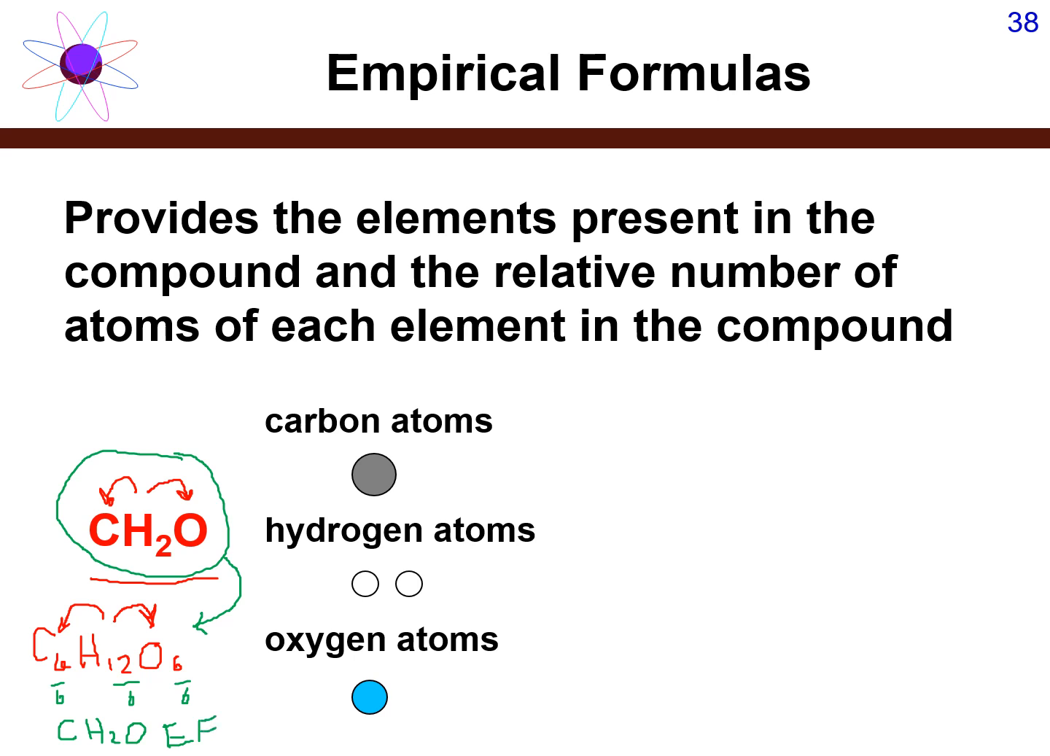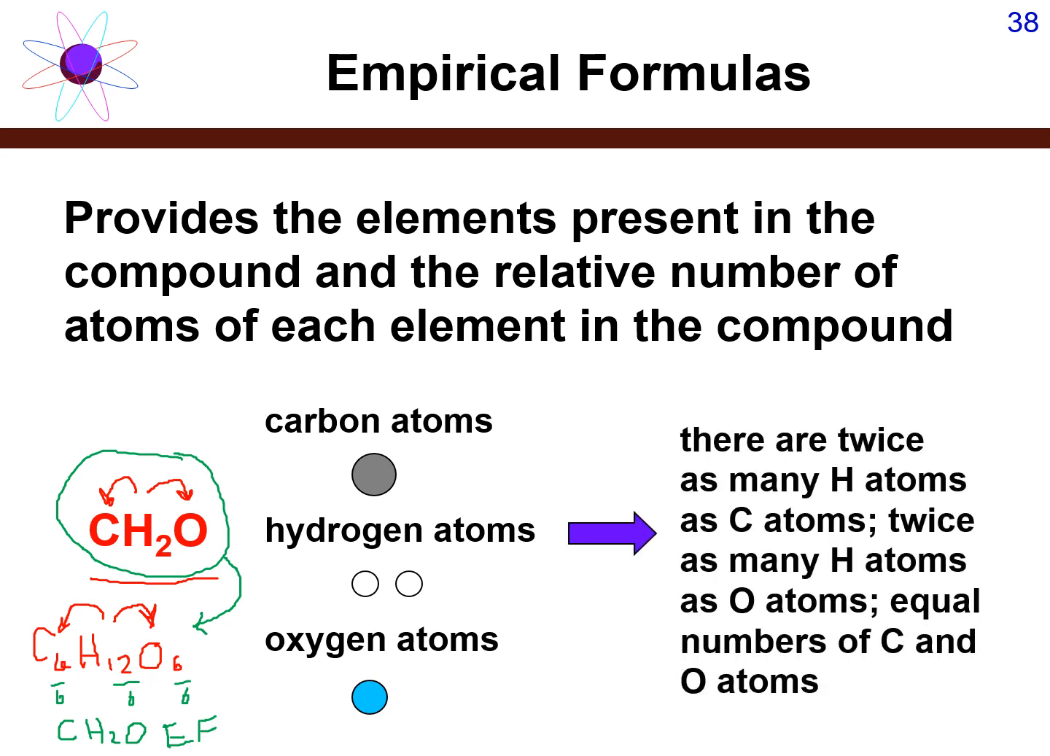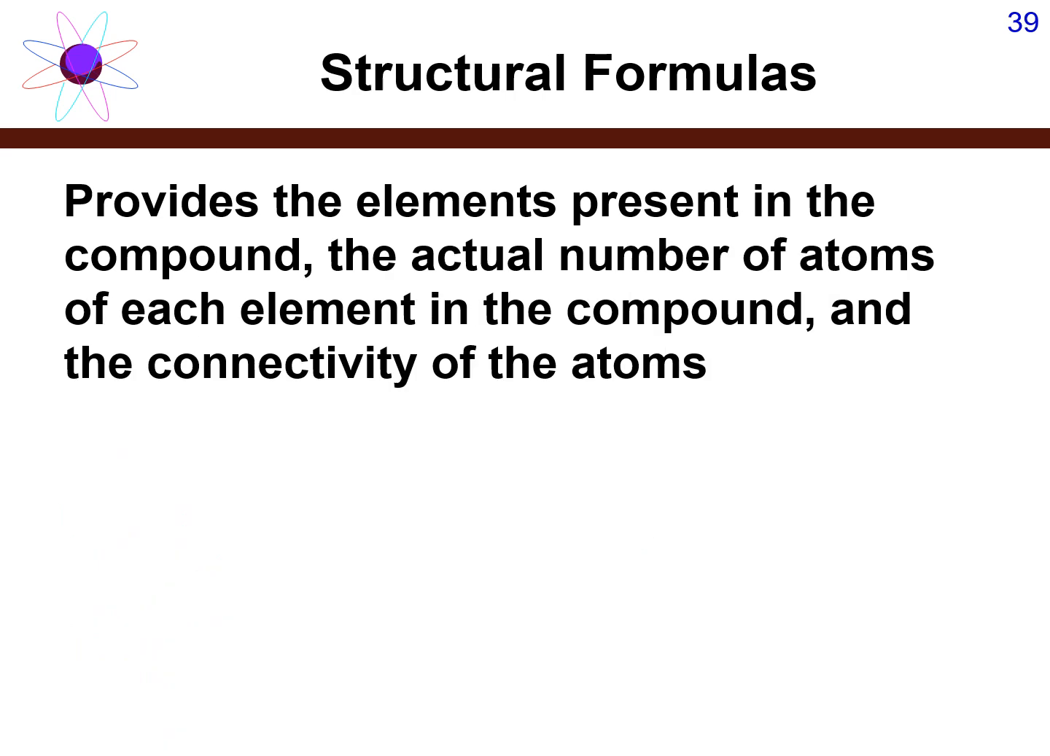Okay, so a molecular formula tells you the elements present and how many there are. An empirical formula tells you the elements present and just the relative ratio of how many there are to each other. Now, a structural formula gives you a lot more information. It provides what elements are present. It also tells you the actual number, just like a molecular formula, but it also tells you how they are connected.